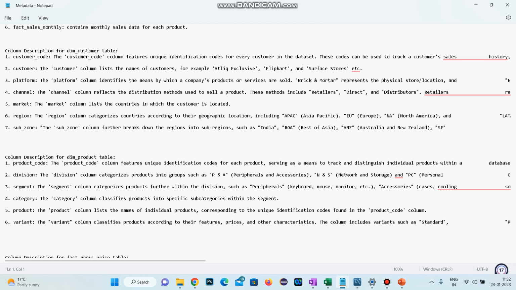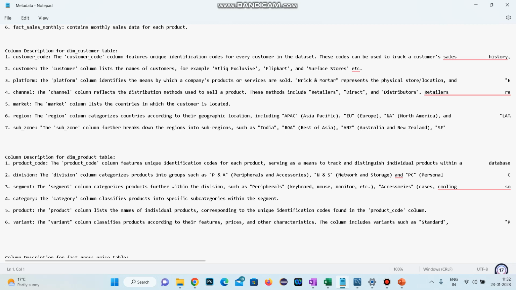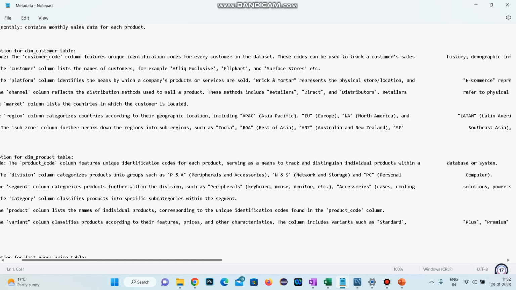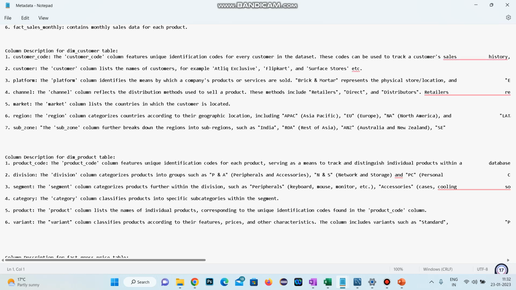It contains product code, and division, which is how products are grouped, like P&A means peripherals and accessories. Likewise we have the category column, which classifies into subcategories within the segment. Then product is the name of the product. Variant is for standard, premium, plus, and likewise. So for the same product, price may differ due to variant codes.